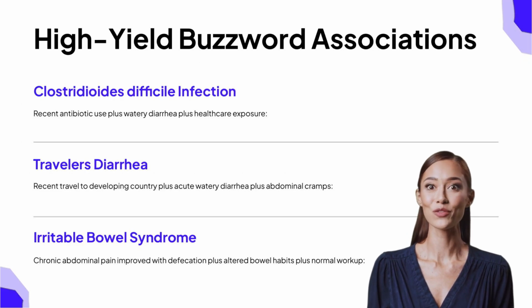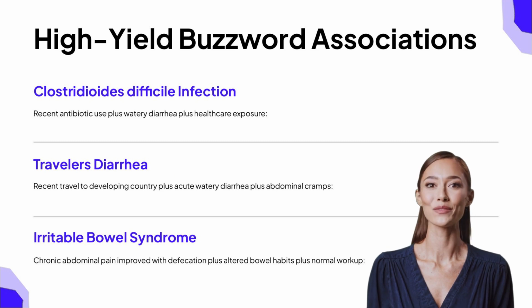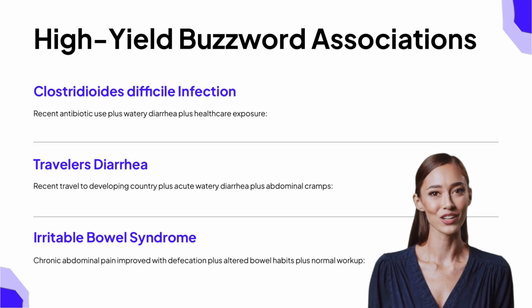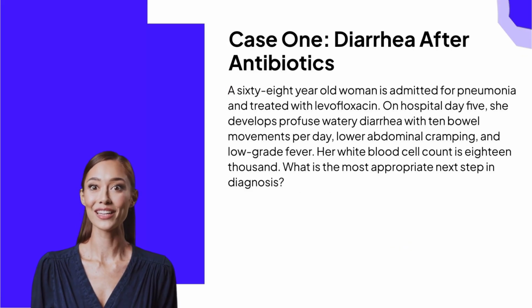Now let us talk buzzwords, because board exams are essentially pattern recognition. When you see recent antibiotic use plus hospital setting plus watery diarrhea, think C. diff immediately. When you see recent travel to a developing country with acute watery diarrhea, that is traveler's diarrhea. And when you see chronic abdominal pain that improves with defecation, altered bowel habits, and a completely normal workup, that is irritable bowel syndrome. These patterns repeat over and over on the exam. Memorize them.